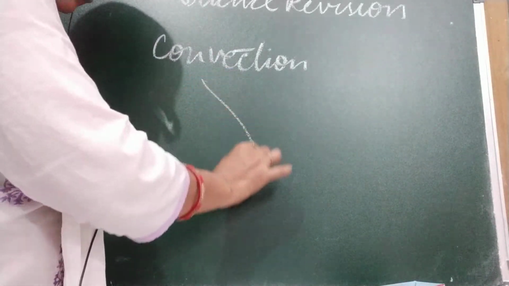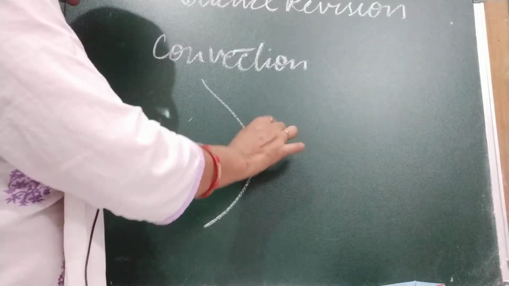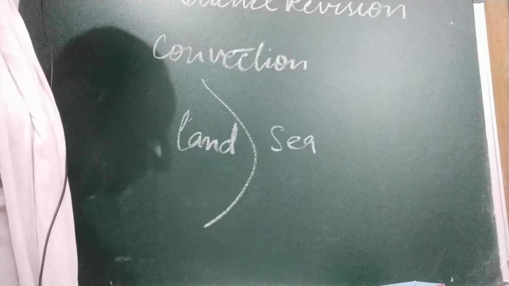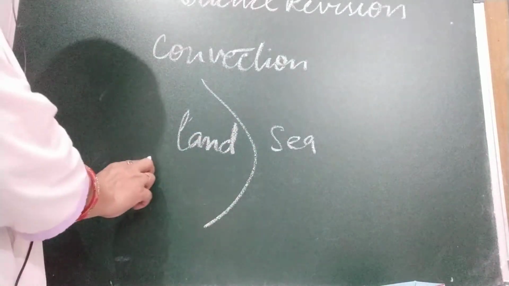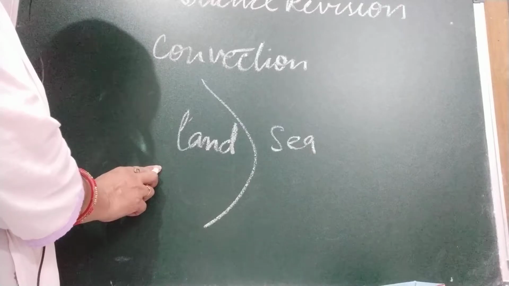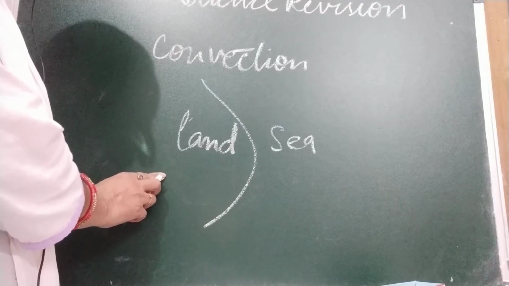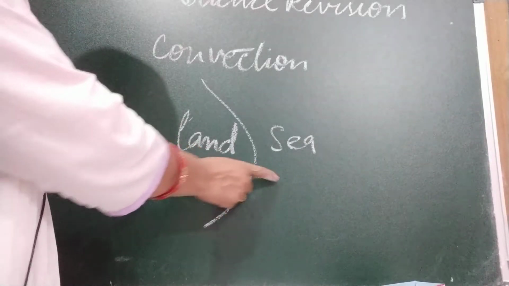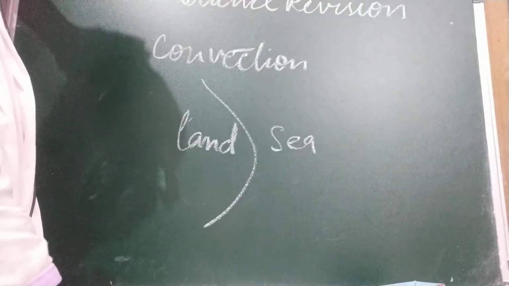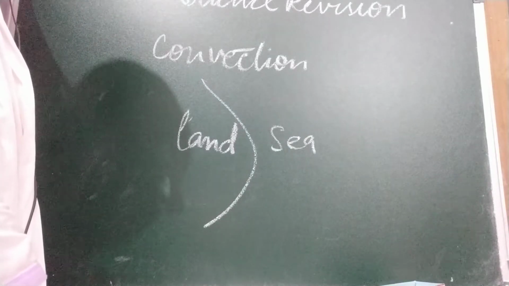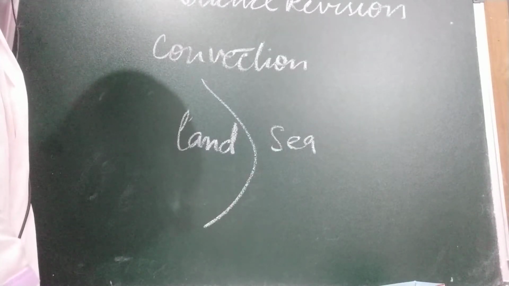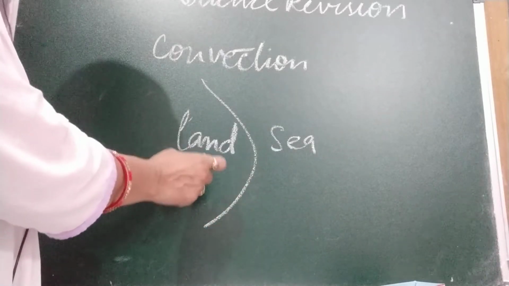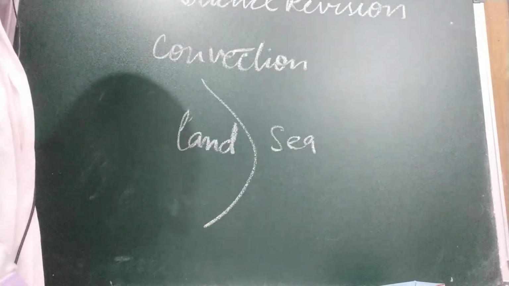As I told you in the class, this is sea, this is land. Sea and land breeze happen because of convection currents. As we know, they are getting the same amount of heat, but water takes a longer time to heat up than the land. And water takes a longer time to cool down than the land.